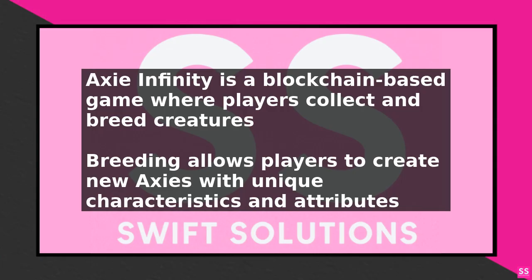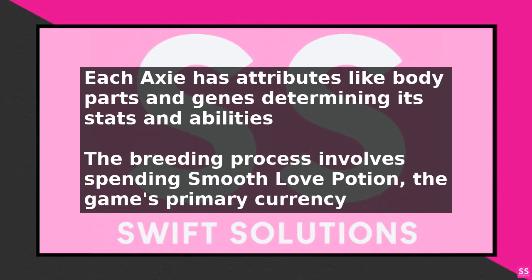To start, it is essential to understand the breeding mechanics in Axie Infinity. Each Axie has a set of attributes, including its body parts, such as eyes, ears, mouth, horn, and tail, as well as its genes, which determine its stats and abilities. When breeding two Axies, the resulting offspring will inherit a combination of its parents' attributes and genes.